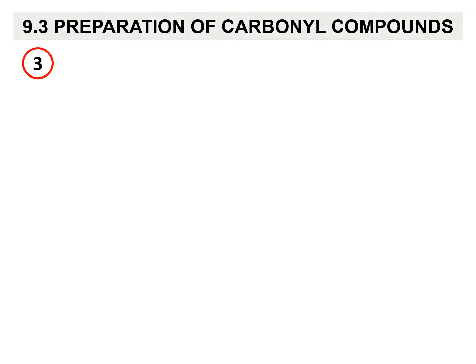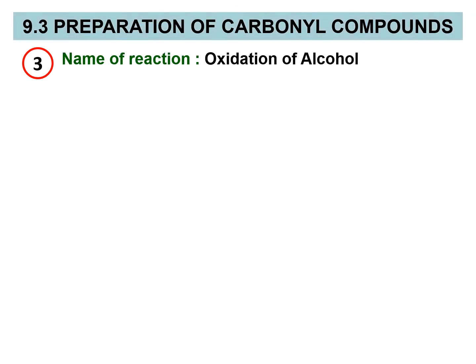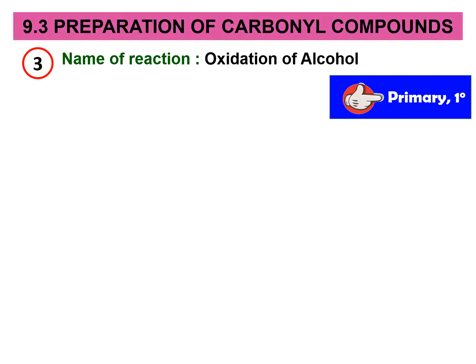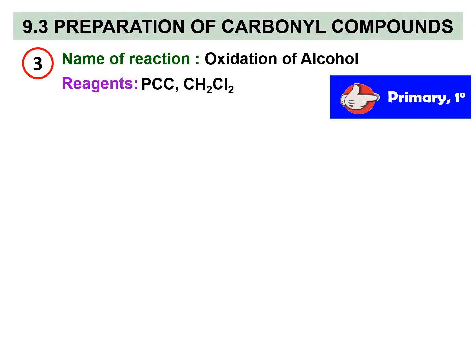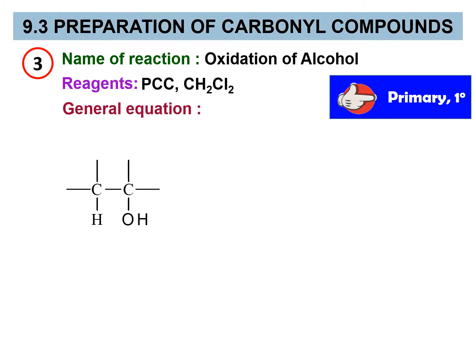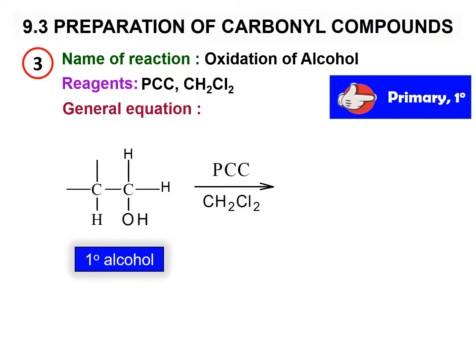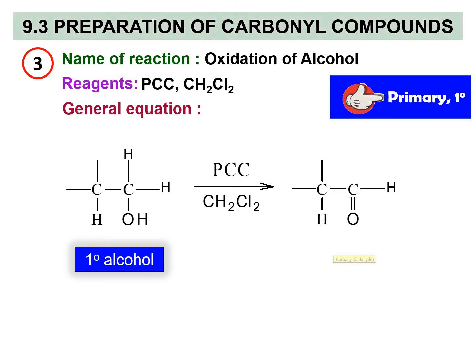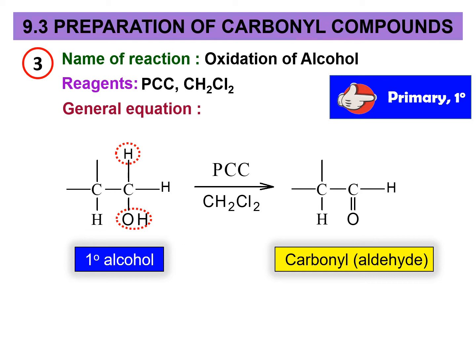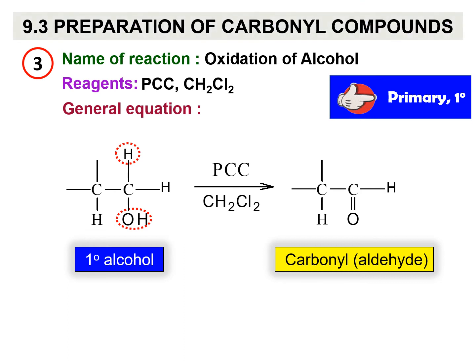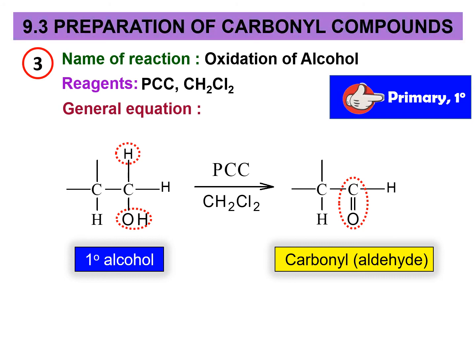The last preparation of carbonyl compounds is the oxidation of alcohol. For primary alcohol, we will use a weak oxidizing agent, PCC, in the presence of inert solvent CH2Cl2. During the reaction, what will happen is that we will remove H and OH from the primary alcohol and make it a C double bond O. During this reaction, we will produce a carbonyl compound, an aldehyde.